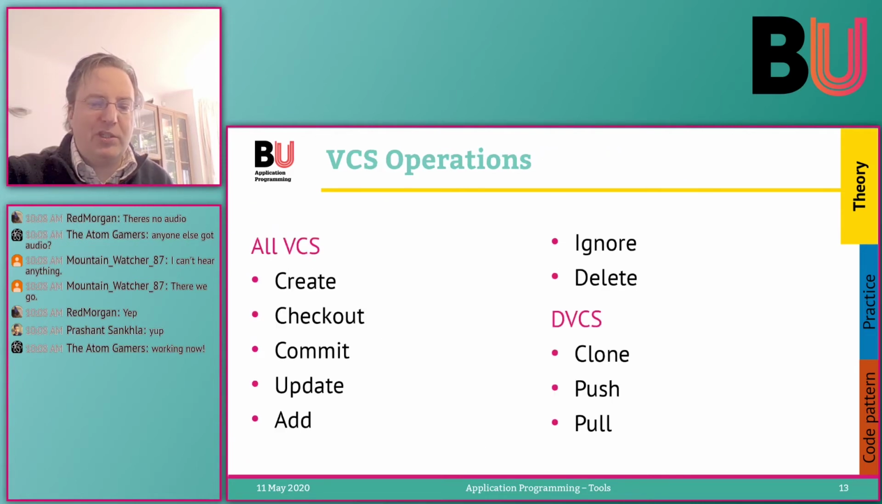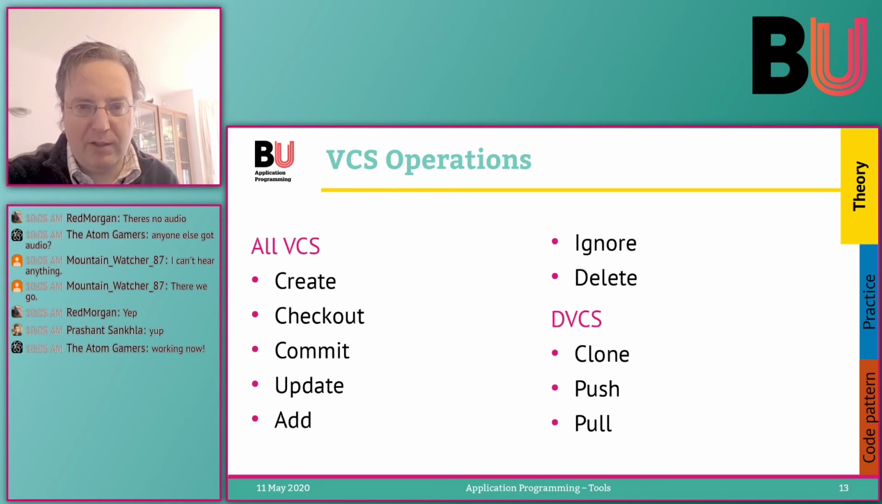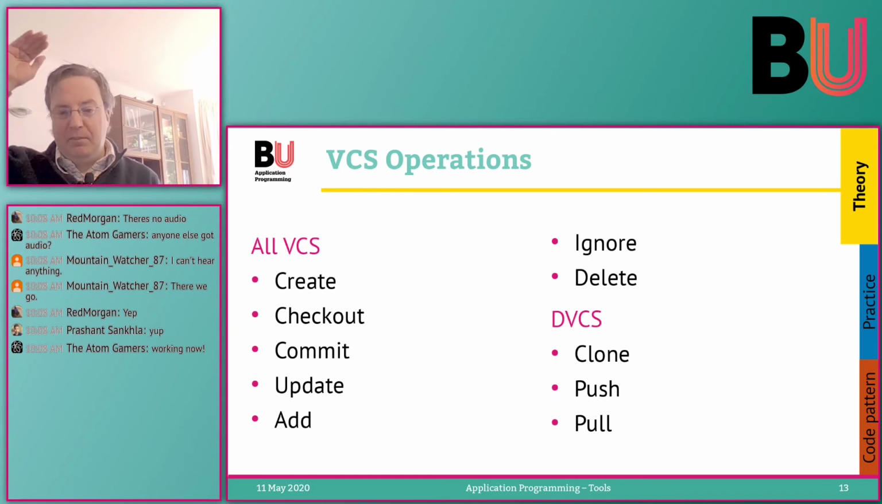So, VCS operations, we had a number of them. Add a file, and ignoring a file, which is very important: the ability to ignore certain files. In Git, you do that with the .gitignore file. You can say, okay, don't tell me about changes in this file, and don't offer me to add this to the repository. So when you look at the status of your repository, it says these files are changed, but for the ignored files, it will just not display anything.